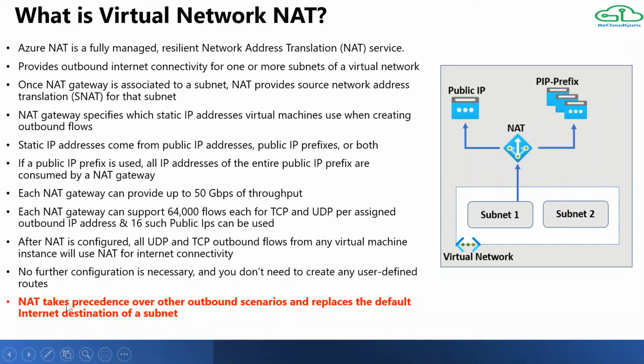Now there's one point which you see in red over here. Please remember that the NAT configuration takes precedence over any other outbound scenarios. Let's say you have configured a public load balancer, and you might have an outbound rule configured on it. If you bring NAT into the same scenario, that outbound rule will not apply to your outbound internet connectivity. The configuration which NAT provides would be given precedence. So that's something we need to keep in mind.